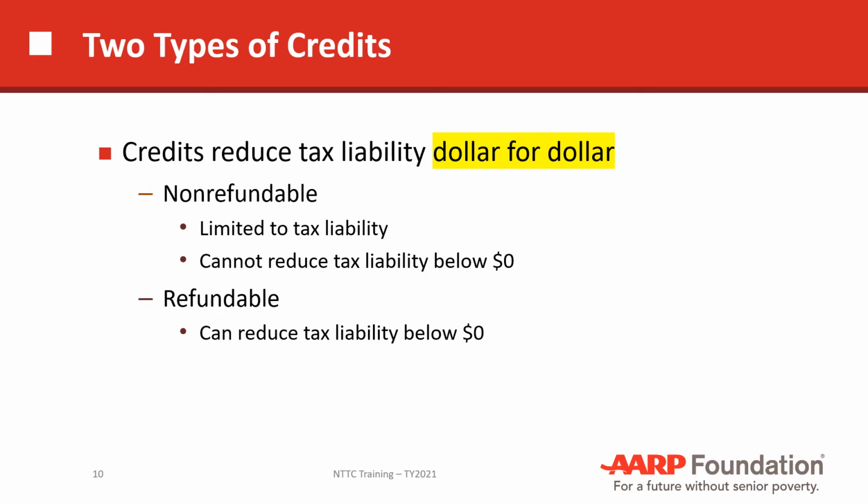So let's talk about the types. There's a non-refundable credit and a refundable credit. A non-refundable credit is limited to tax liability. It cannot reduce tax liability below zero. So a non-refundable credit, let's say that somebody had tax liability of $1,000 and they had a non-refundable credit of $1,500. They would not get the full $1,500 as a credit. They would only get $1,000 because you can't reduce the tax liability to less than zero.